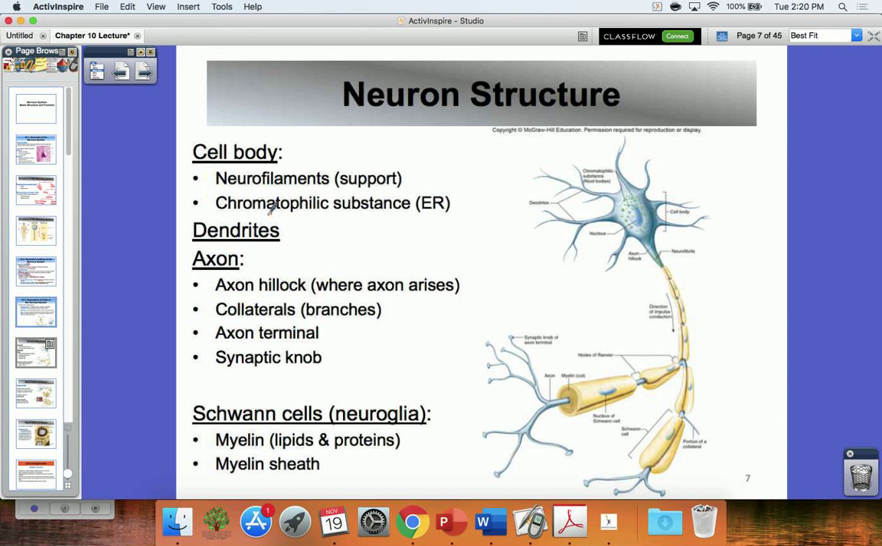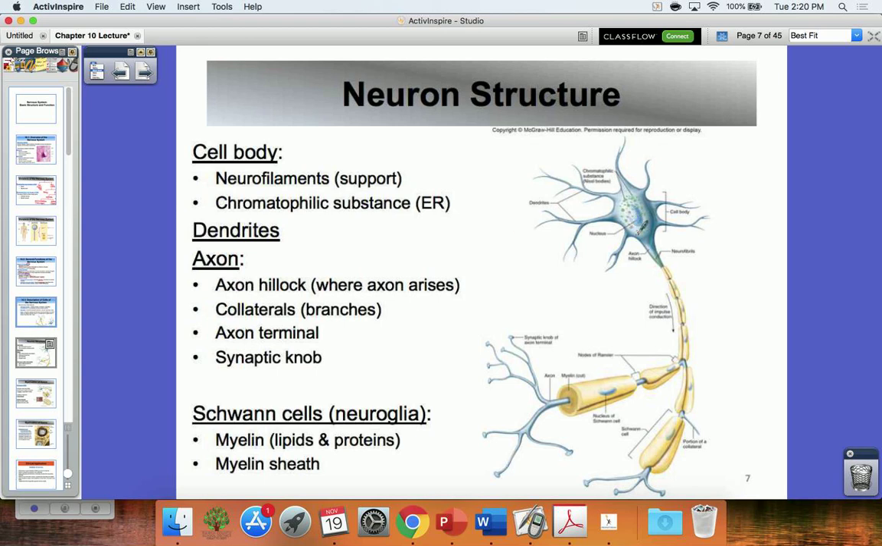Okay, and then we have our dendrites. I just talked about the dendrites being the receivers of information that takes information towards the cell body. And it could be getting information from anywhere. It could be getting information from a muscle, a gland, it could be sensory information, whatever, but it's receiving information and taking it to the cell body.